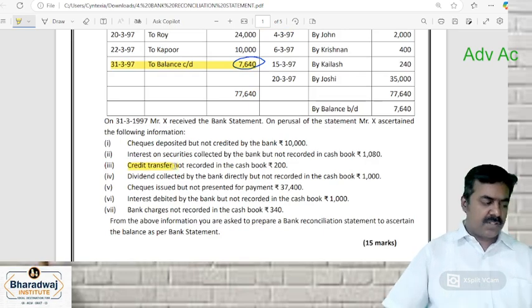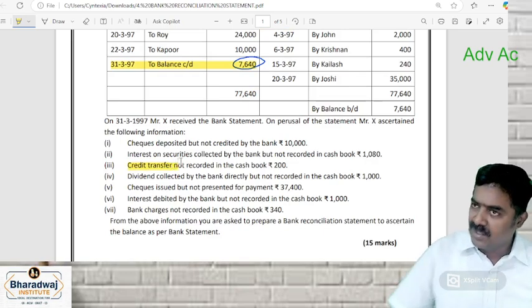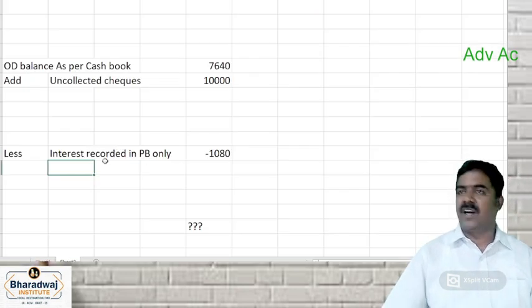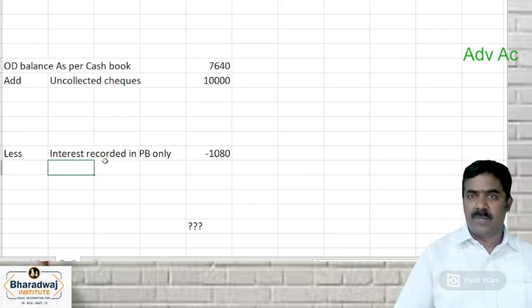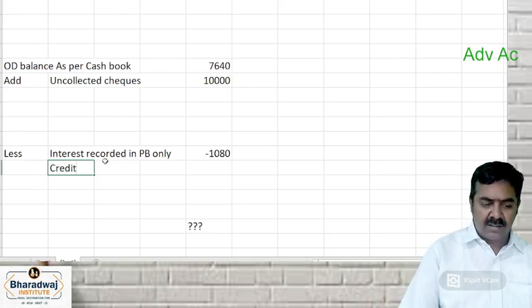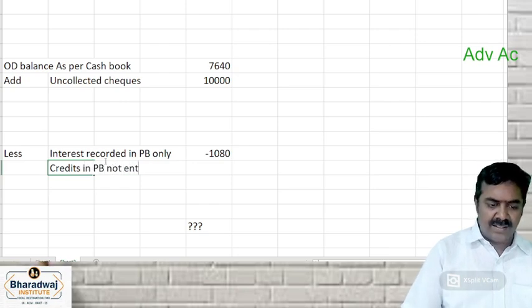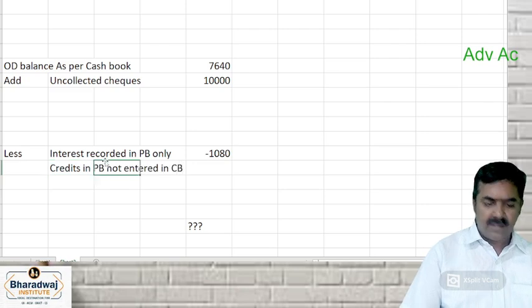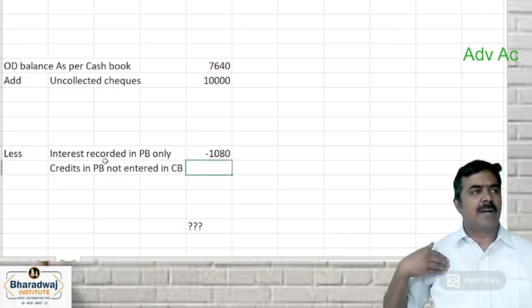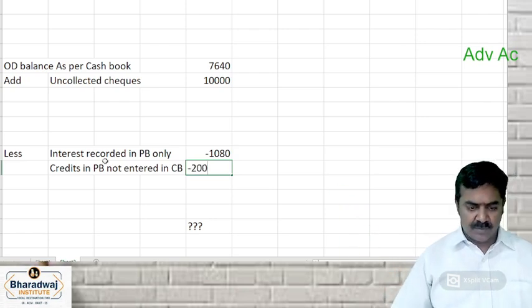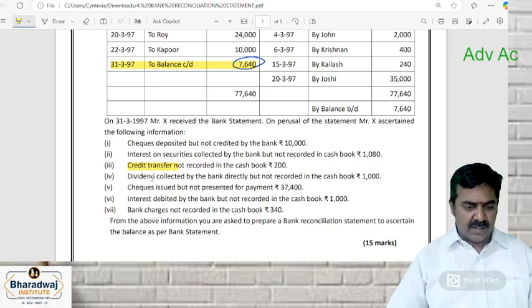Next. Credit transfer not recorded in cash book. Passbook la credit now what is the meaning? They are adding. We should also add it. But OD starting panale credit in passbook. Credit in passbook not entered in cash book. Passbook add பண்ணிருக்காங்க. நம்ம add பண்ணல. நார்மலா இருந்தா add பண்ணிருப்போம். OD நால minus. How much? 200.